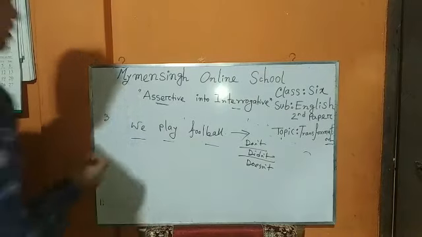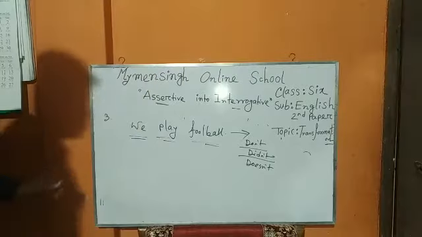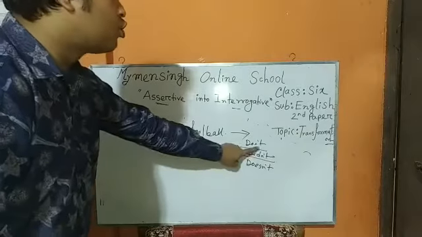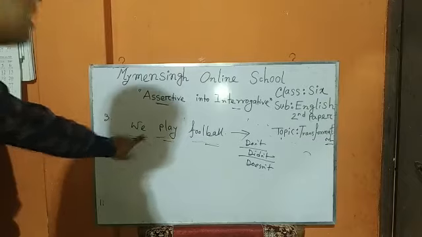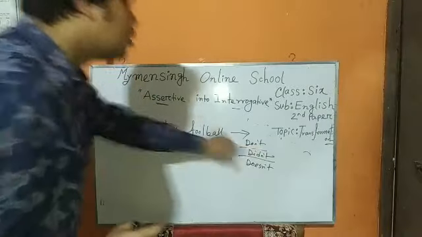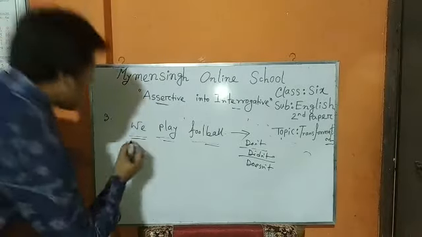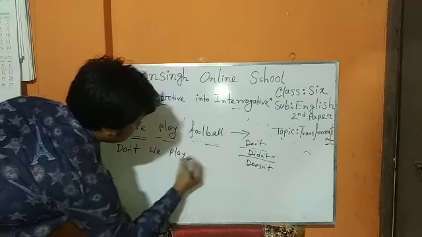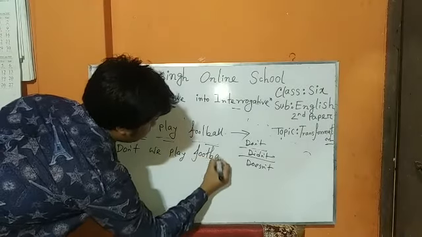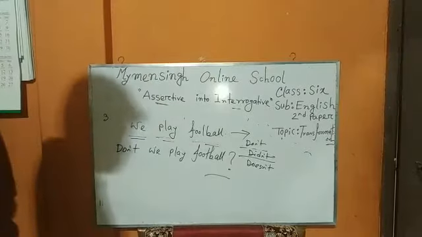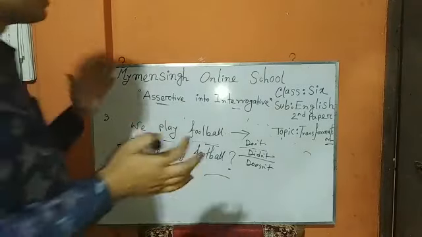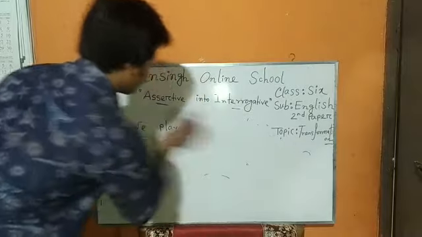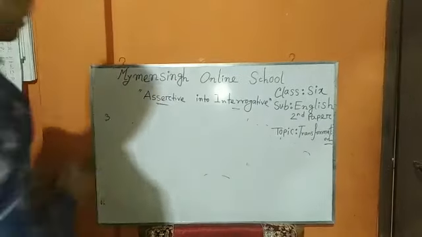Clear? Now, what can we use here? It is in present indefinite tense. That is why we have to use don't or doesn't. But the subject is plural, so we have to use don't. The answer will be: don't we play football? Clear? Number 3 rule we already finished. Now we are going to number 4.